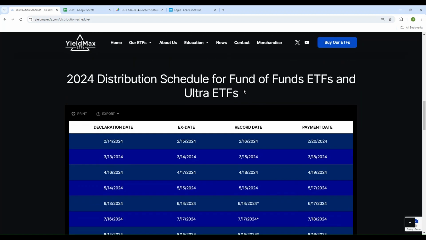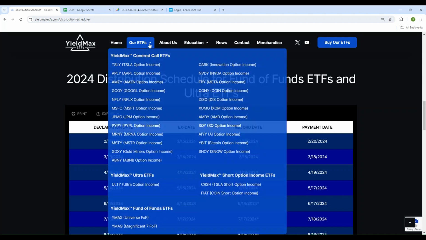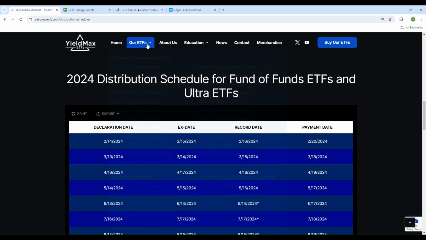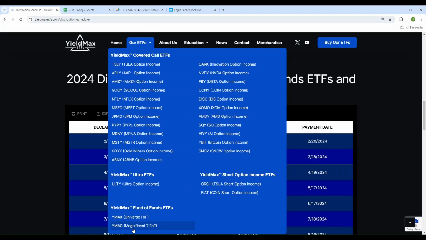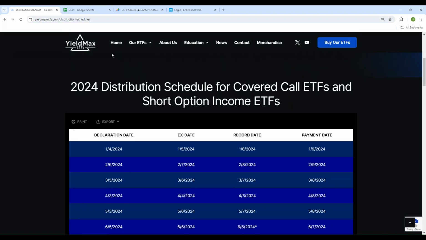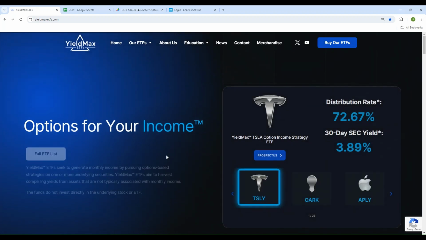Now, these funds include the fund of funds ETF and ultra ETF. Actually, ULTY is one of the funds. So let's take a look at it. Ultra ETF includes ULTY, and fund of funds ETF includes YMAX and YMAG. So there are three funds for which the declaration date is 7/16, and the payment date is 7/18, which is actually next week. So let's take a look at all these three funds and make some decision over here.